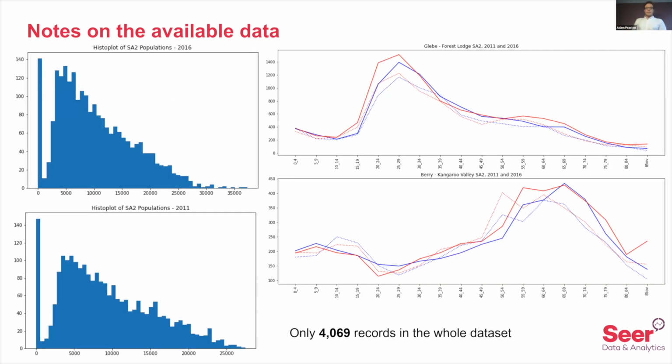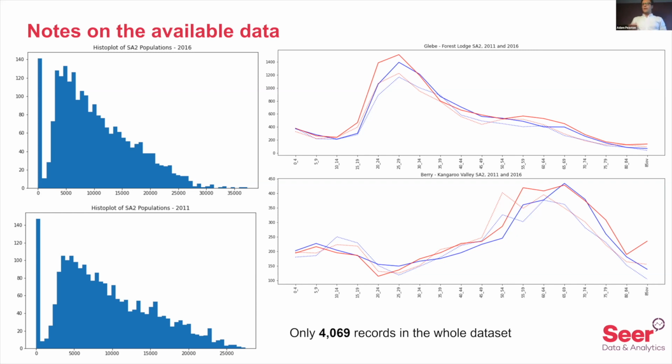Some notes on the available data here. You can see there's a little bit of a breakdown of a couple of different areas. On the left-hand side, we've got histograms over all SA2s. These are distributions over the population of SA2s by population size. So along the horizontal axis is the population size, and on the vertical axis on those charts is how many of those SA2 regions have a population of that size. And we've got that for 2016 at the top and 2011 at the bottom, the two most recent census counts that were taken in Australia.